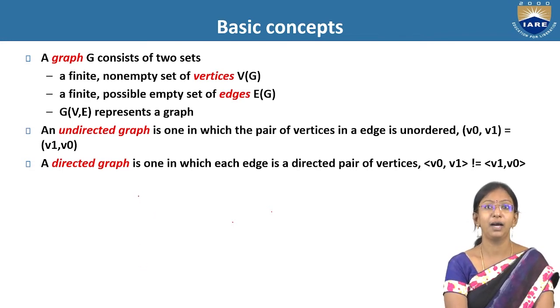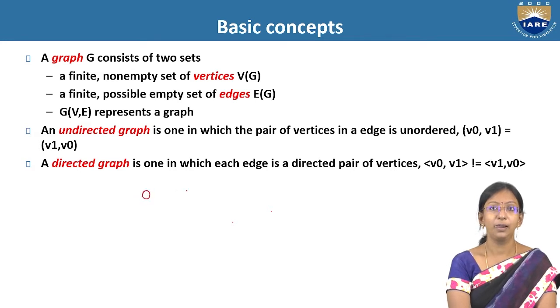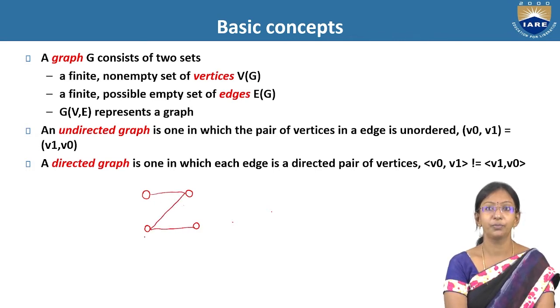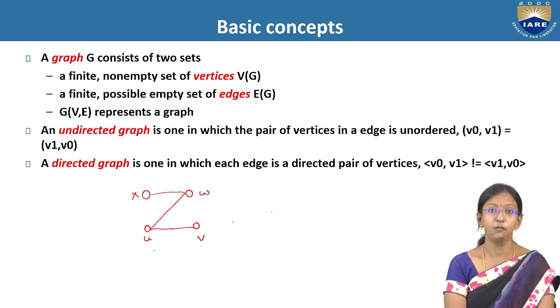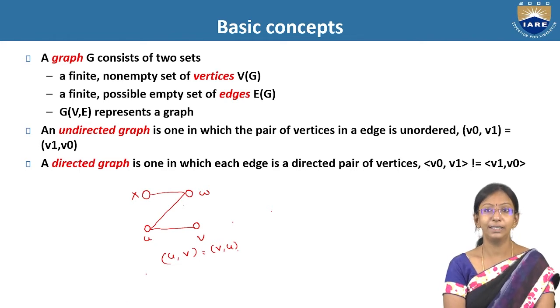Then what do you mean by an undirected graph? See, this is a graph in which the nodes are connected something like this. See, U, V, W and X. We can say that if there is an edge between U and V, then we can also claim that there is an edge between V and U, right? So we can say that UV is equal to VU, because there is no direction specified in this graph.